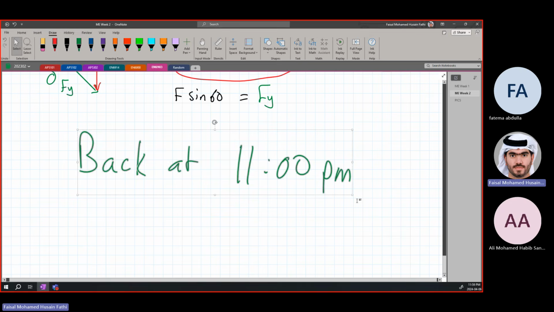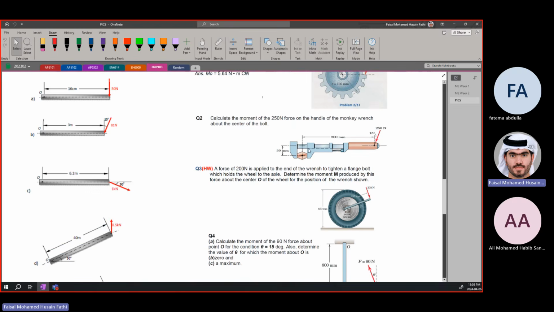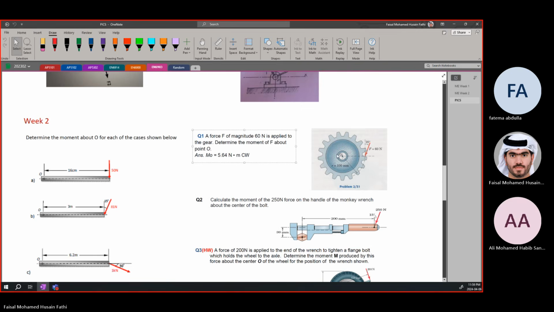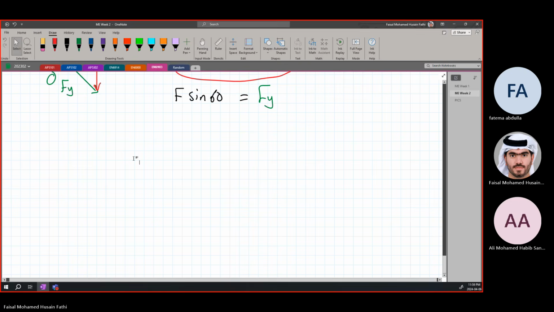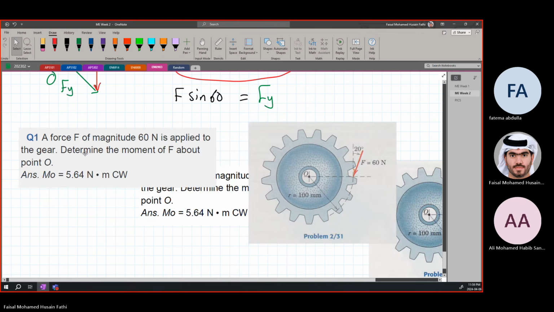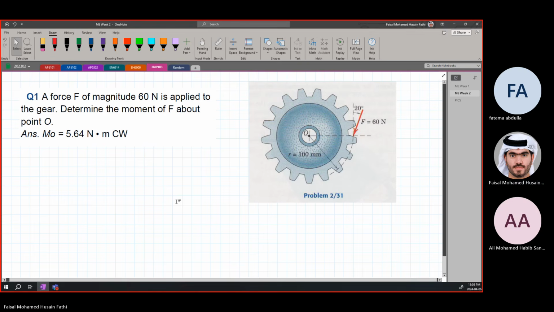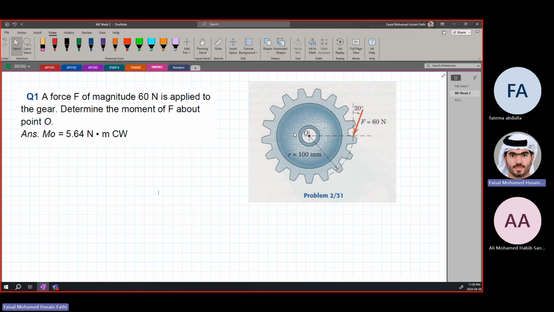All right, let us continue with the remaining questions. Let's see. Here it says we have a force of magnitude 60 newtons which is applied to the gear in this way over here. Determine the moment of F about a point O. When you have any diagram given to you, always first draw the free body diagram yourselves, so that it is much easier to analyze, solve and understand.